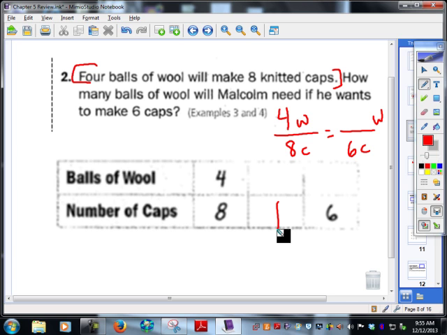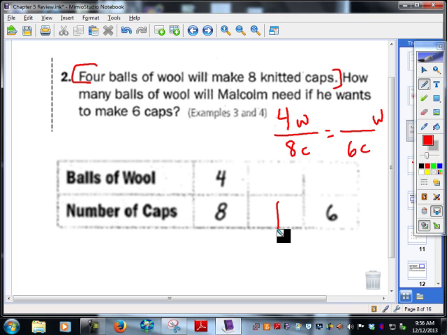When I say unknown, do you guys know what I mean by that? I'm not sure I did a very good job teaching that. Do you guys know what I mean by unknown? Chris? No. It's whatever it's asking for. In this case, how many balls of wool will I need? That's the unknown. We don't know that. We don't know how many balls of wool we need for that many caps.